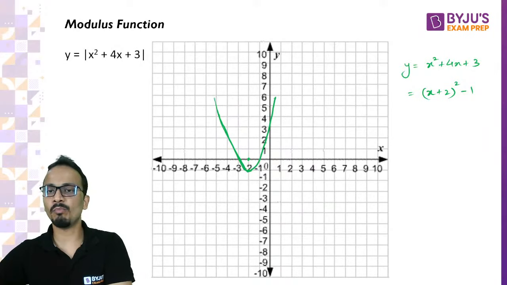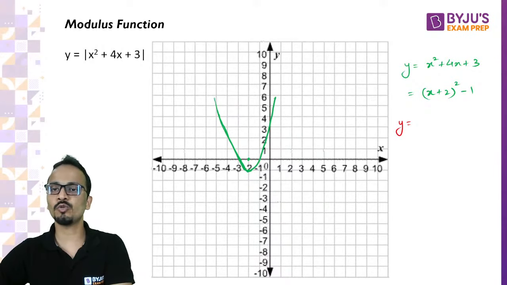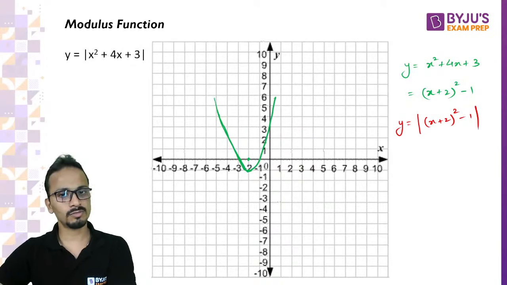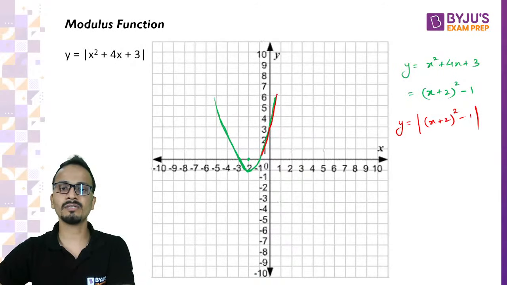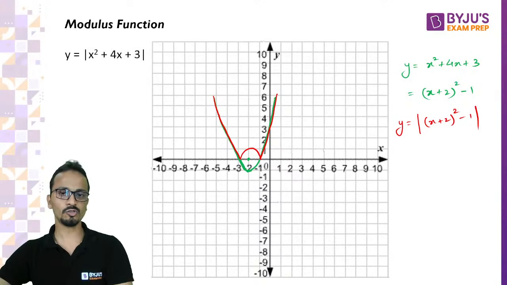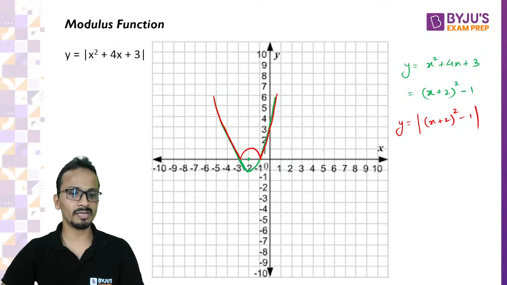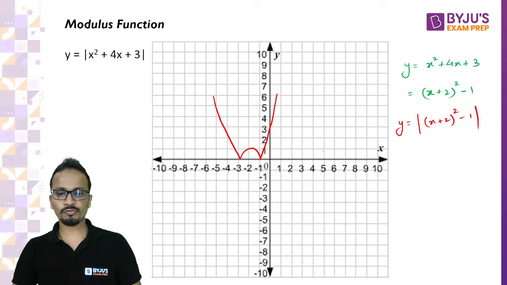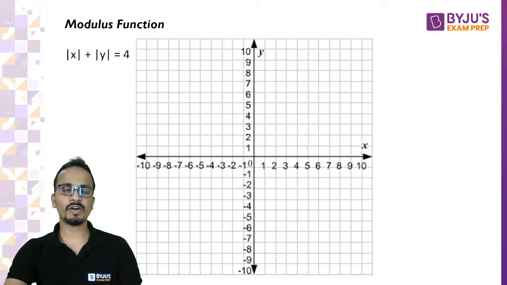And if you take the modulus of this entire function, y equal to modulus of x plus 2 whole square minus 1, now all of you know what will happen. So this is what will happen with this function. This will be in blue, and in red color, the final graph of this function. All right, friends, this is about modulus functions.